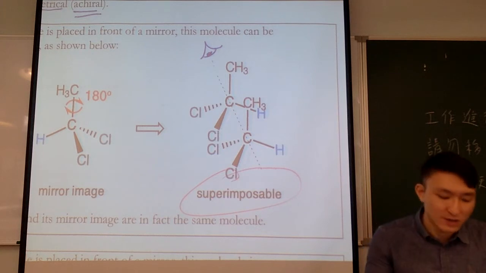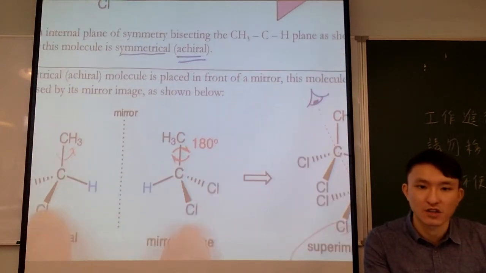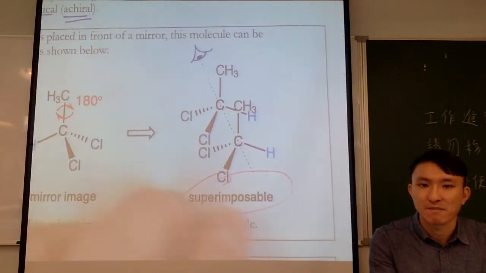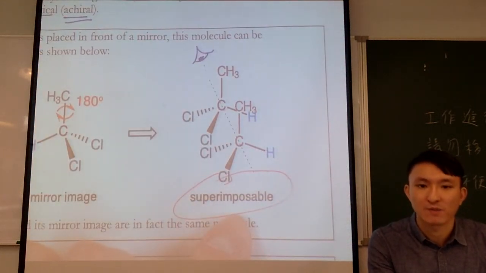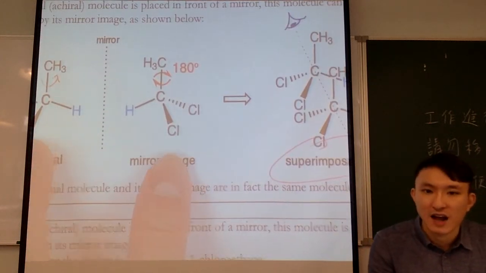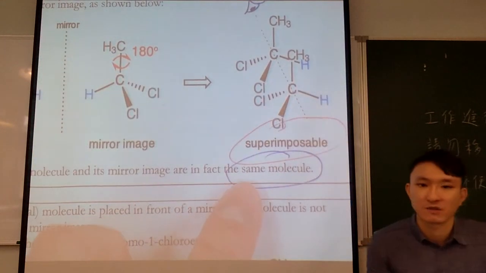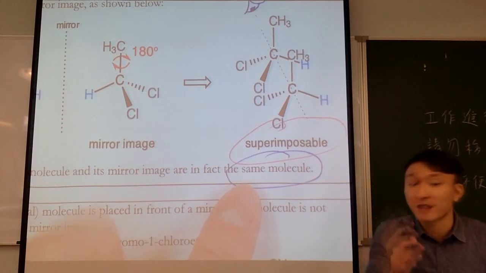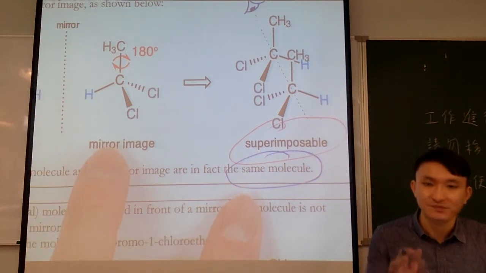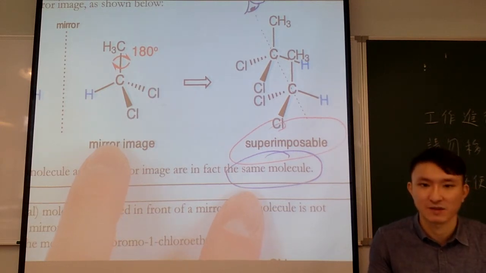Now you notice one thing. When the two molecules are symmetrical, then they will be superimposable. And therefore, these two are in fact the same molecule. When they are the same molecule, they do not exhibit enantiomerism.